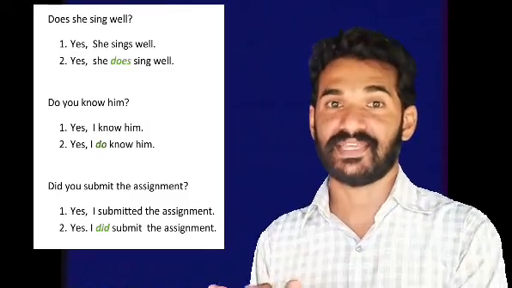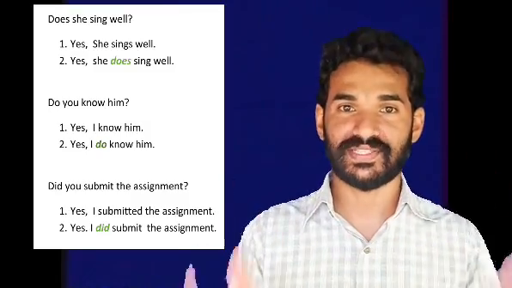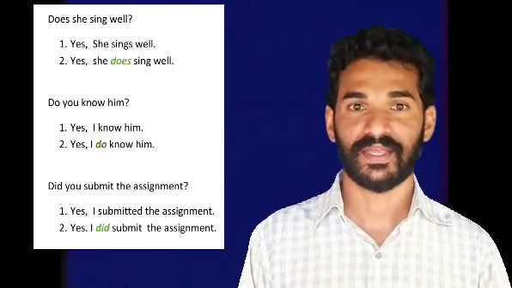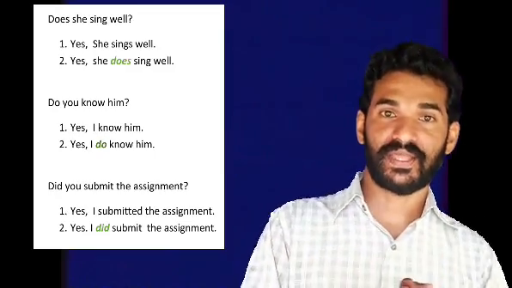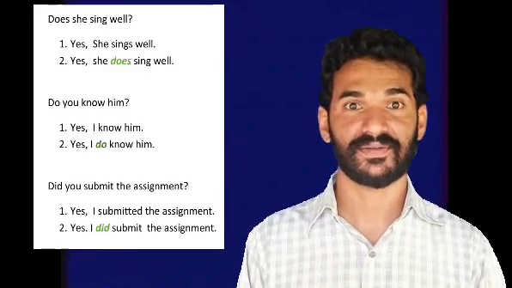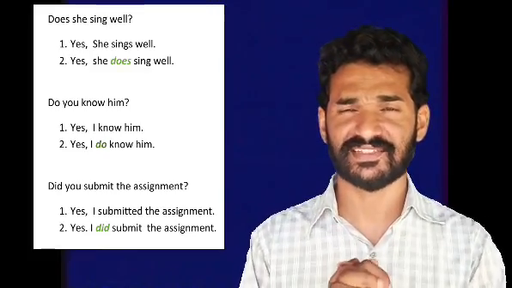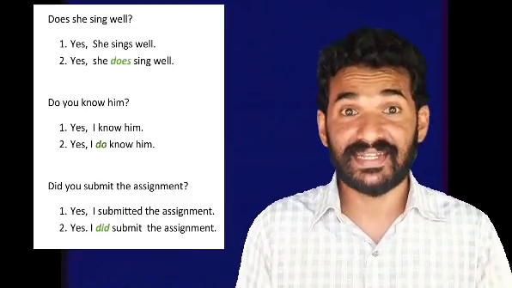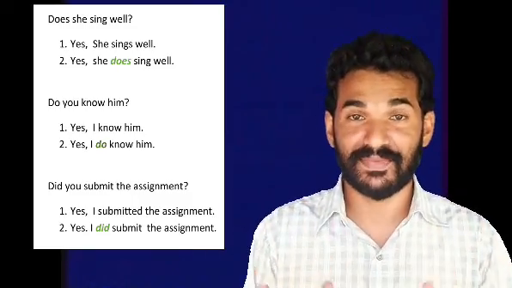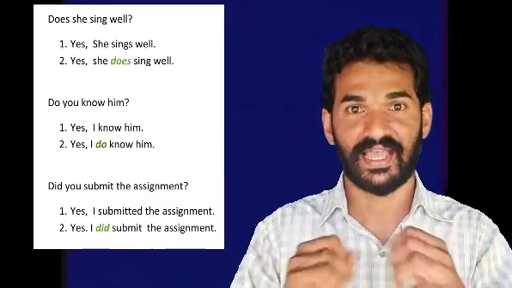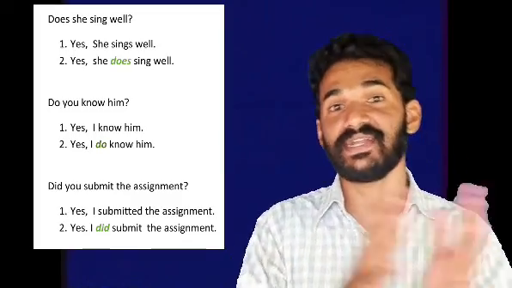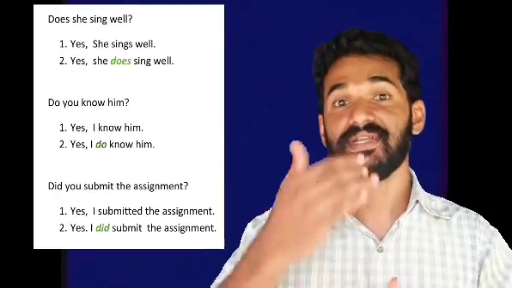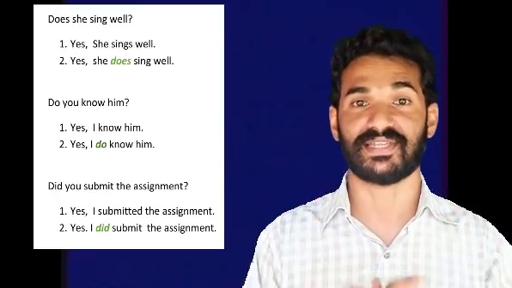Look at the next one. Did you submit the assignment? You are the only one who always submits the assignment very late. That's the reason your teacher asked you. So, did you submit the assignment? Then you reply, yes, I submitted the assignment. Again, teacher: did you really submit the assignment? Then you, yes, teacher, I did submit the assignment. Look, I did submit gives more power to the sentence. I submitted the assignment and I did submit the assignment. Both give the same meaning, but the second one, I did submit, gives more power to the sentence.